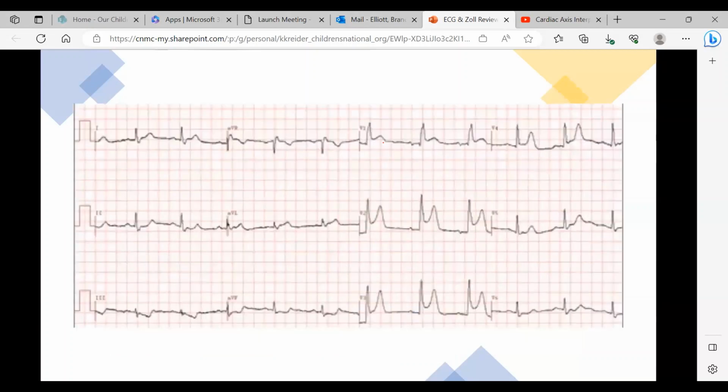All right, let's see. Looks pretty regular. Looks narrow. Looks not terrifically fast or slow. I see P waves. 1, 2, AVF all look like they're pointing up. So axis is okay.